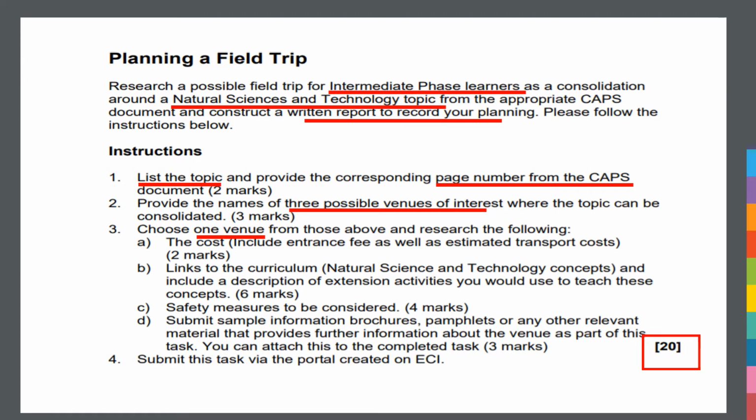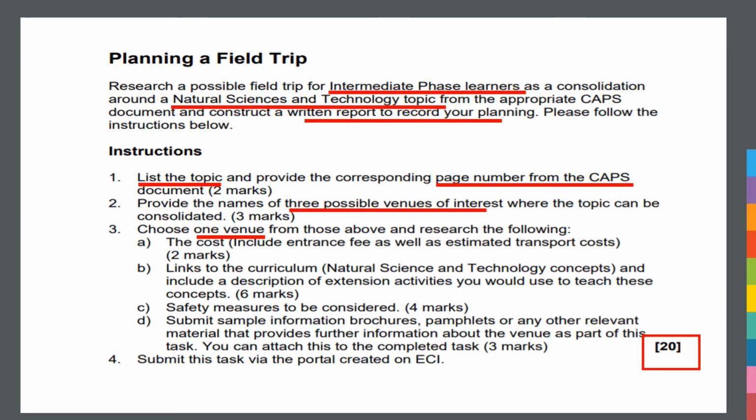So point number 1 under instructions is to list the topic that you get from your CAPS document and then provide the corresponding page number from the CAPS document. So you need to do both. So you need to give us the topic as well as the page number. So you need to ensure that you are following the correct document, which is the IP document for this task.